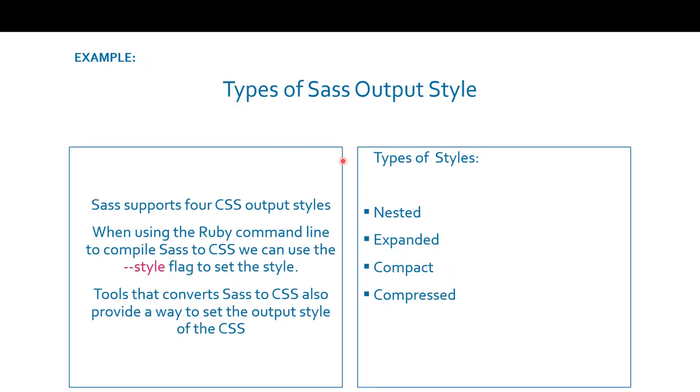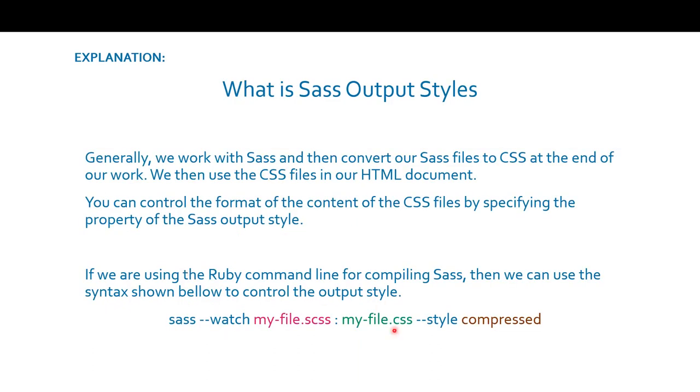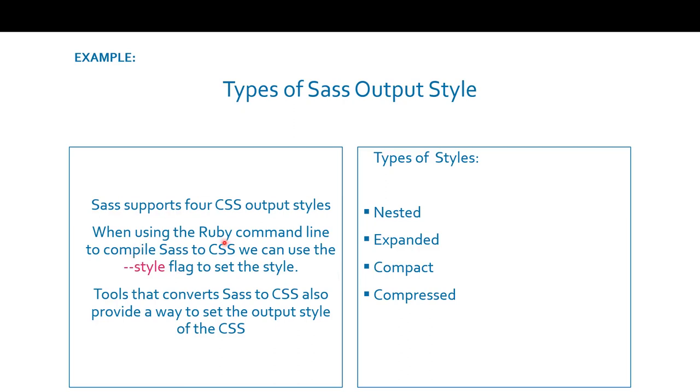Then types of CSS output. Basically, Sass supports four CSS output styles. When using the Ruby command line to compile Sass to CSS, we can use the style flag, like what we've seen here. This is the style flag. We can use this style flag to control the style I've specified for this particular conversion, which is compressed. So if you are using the Ruby command line, you can use the style flag to set the output style.